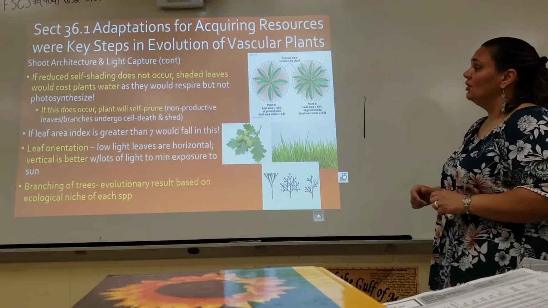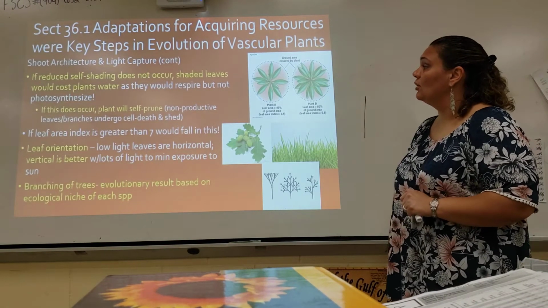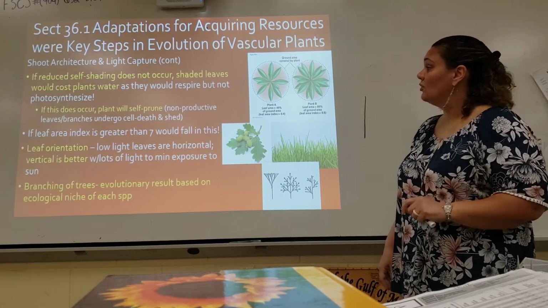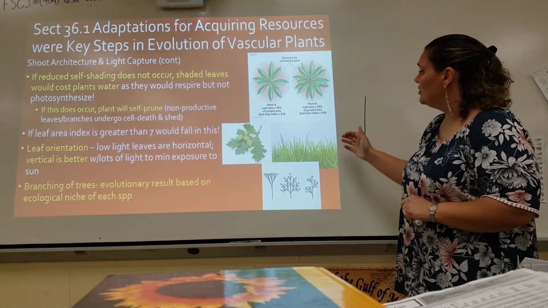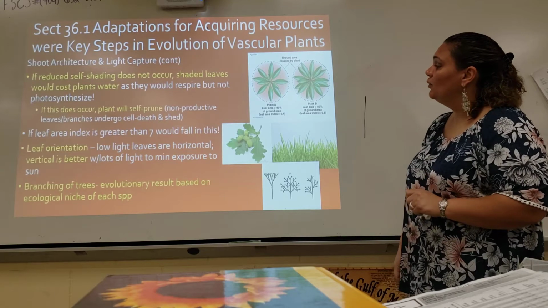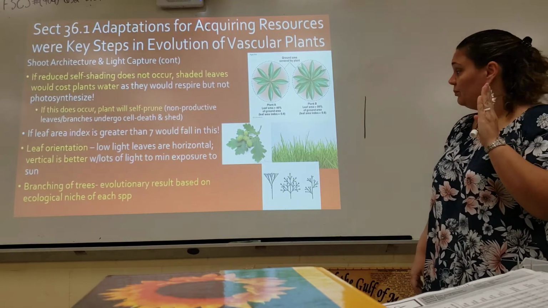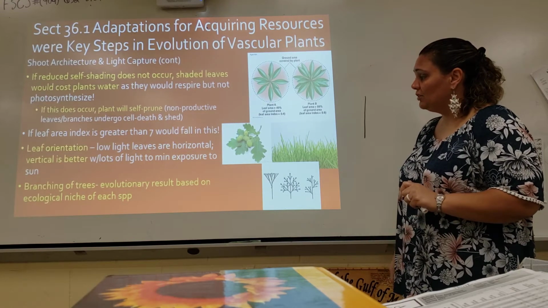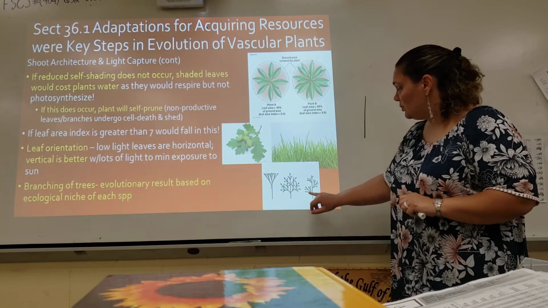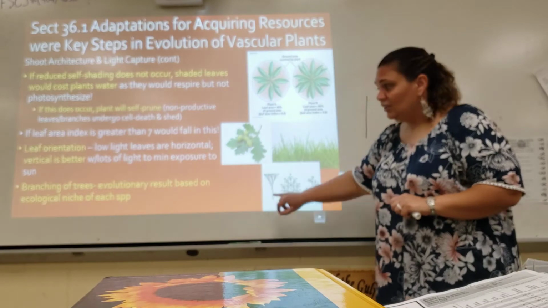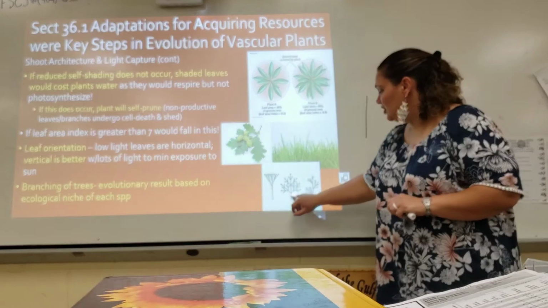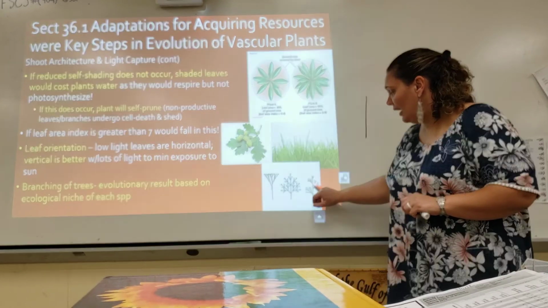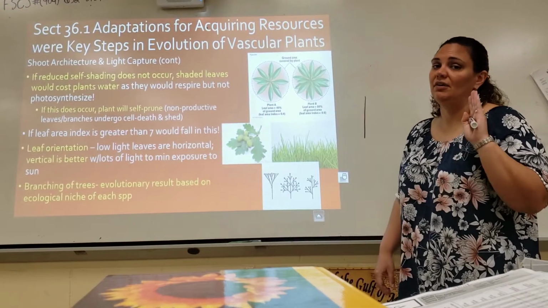If reduced self-shading does not occur, the shaded leaves could cause plants water stress. If this does occur, the plants will self-prune, like we said. The leaf orientation is vertical. It is actually better. Branching of trees, evolutionary results based on ecological niche of each species. So phylogeny, you know, not getting away from any kind of phylogeny here. They're trying to figure out how the different ways that trees have evolved.